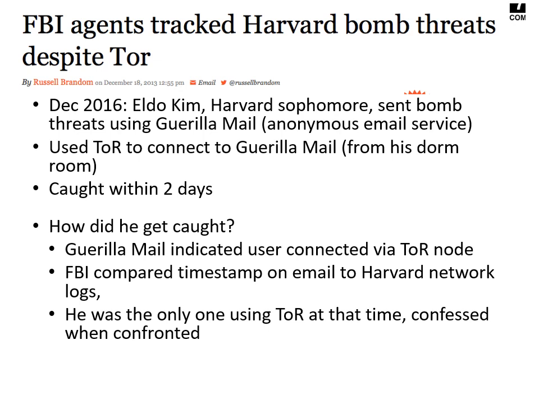And so the FBI said, well, probably this is a person at Harvard. So they went to Harvard and looked at the network logs to see who was connected, and they could see there's only one person at Harvard using Tor during this particular period. And lo and behold, that one person was the kid who sent the bomb threats.